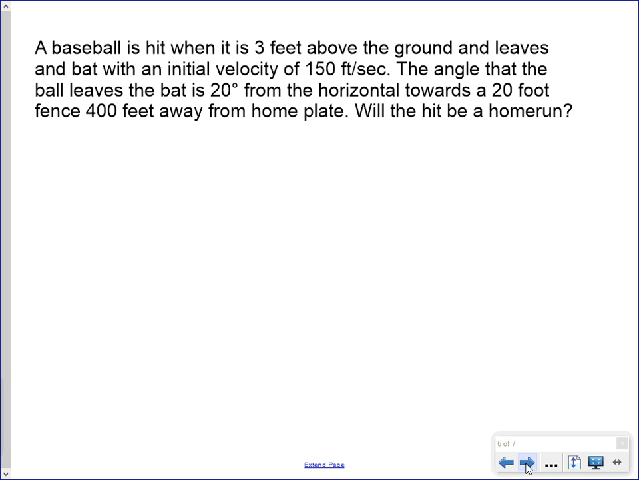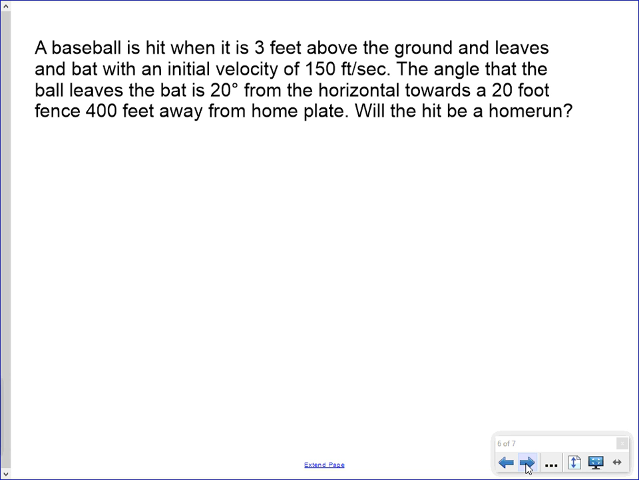This is the first question on the worksheet. A baseball is hit when it's 3 feet above the ground and leaves the bat with initial velocity of 150 feet per second. The angle that the ball leaves the bat is 20 degrees from the horizontal and goes towards a 20-foot fence 400 feet away from home plate. Will the hit be a home run? What would make the hit be a home run? If it goes over the fence. So if the vertical height of the ball is more than 20 when it gets to the fence, then it would be a home run. If the vertical height of the ball is less than 20 when it gets to the fence, then it would not be a home run.